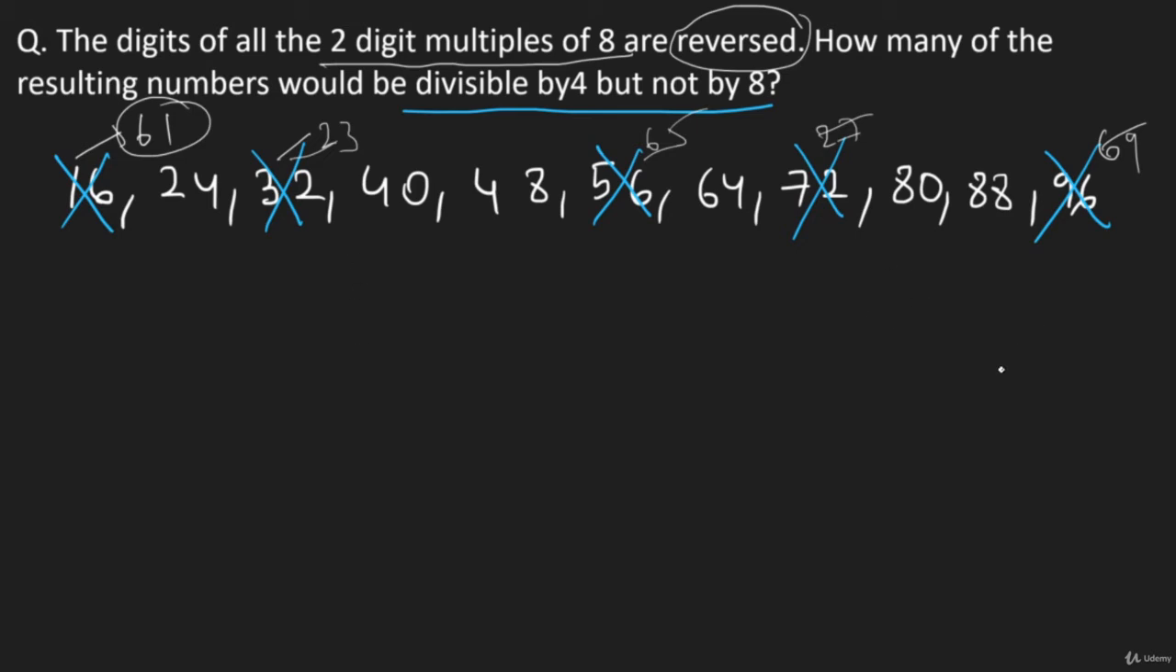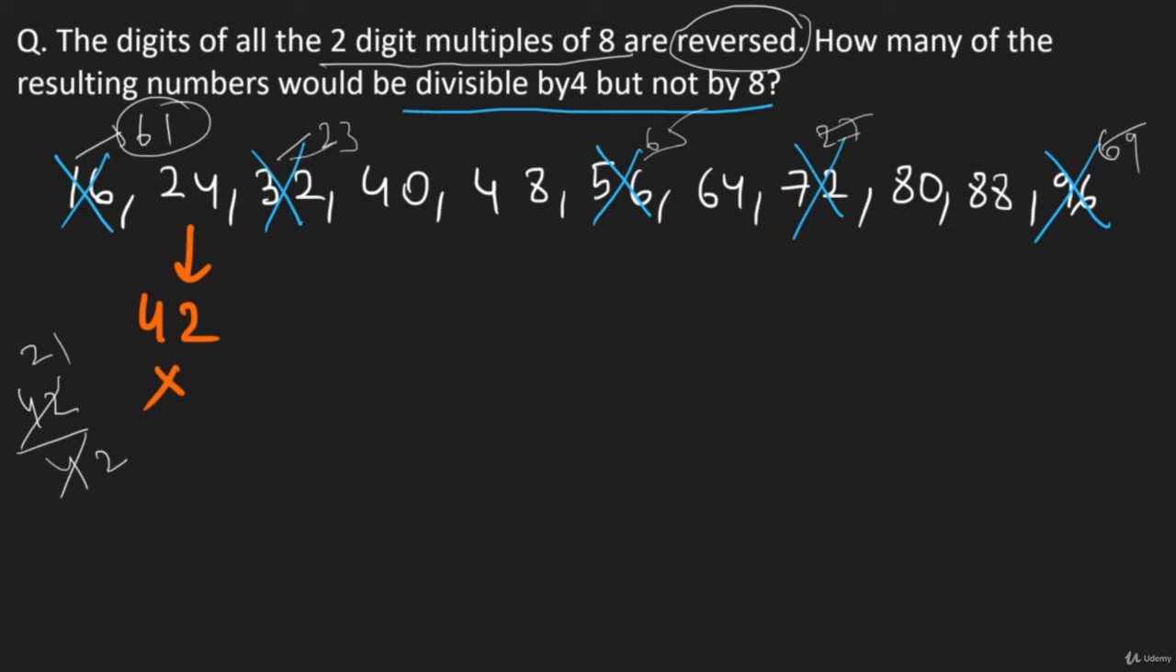Alright, now let's analyze the remaining numbers. Over here we have 24. If I reverse it, it becomes 42, and 42 is not divisible by 4, right? 42 by 4 is the same as, if I take out 2 from the numerator and denominator, I'm left with 21 by 2, and that is not perfectly divisible. So 42 is not divisible by 4. Therefore, it does not satisfy this condition, divisible by 4 but not by 8.